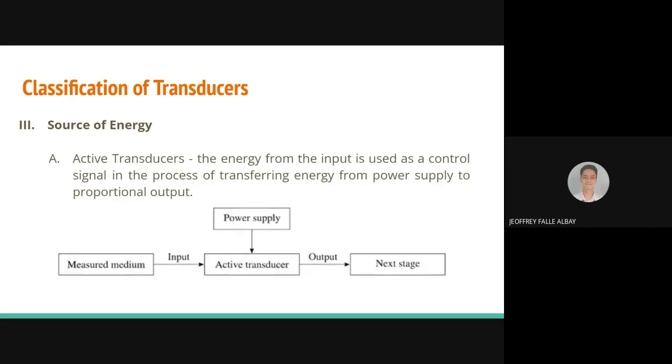For instance, a strain gauge is an active transducer in which the strain of the measured medium is converted into resistance. But since the energy from the strained element is very small, the energy for the output is provided by an external power supply. That is the active transducer. Next slide.